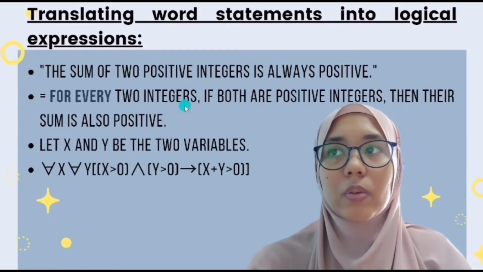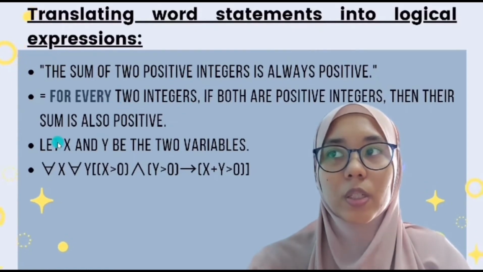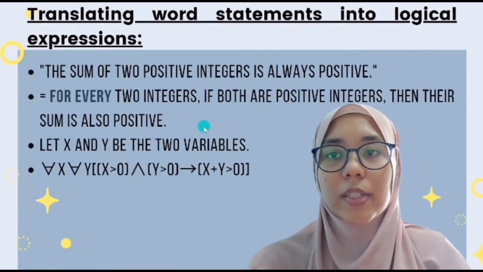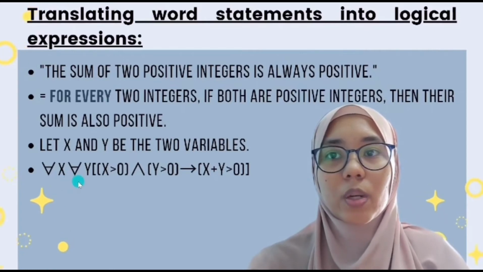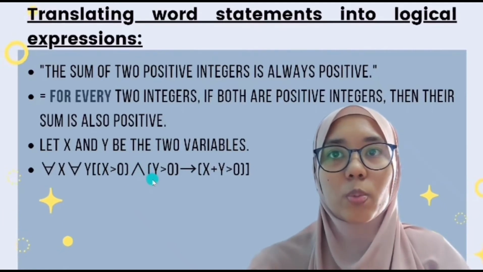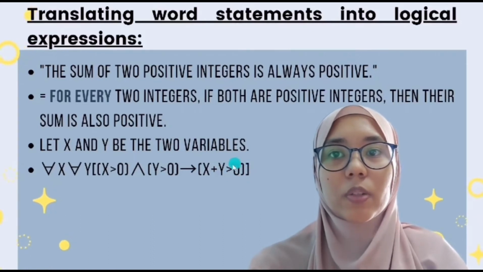We can then arrange the equivalent logical expression using quantifiers and the statement that we understand. Thus, we will get for all x and y, if x is more than 0 and y is more than 0, then x plus y is more than 0. The reason why we use more than 0 is because the statement says two positive integers. The value after 0 will always be positive, and that is why we use this symbol and its value.